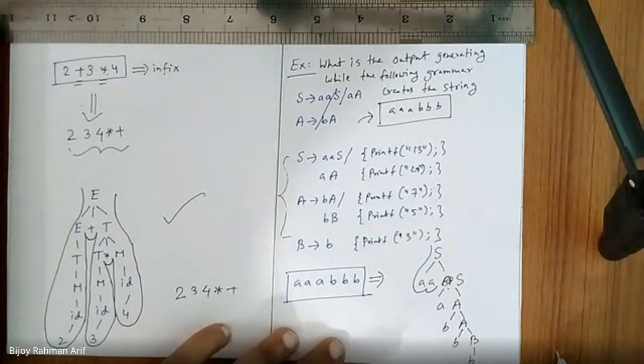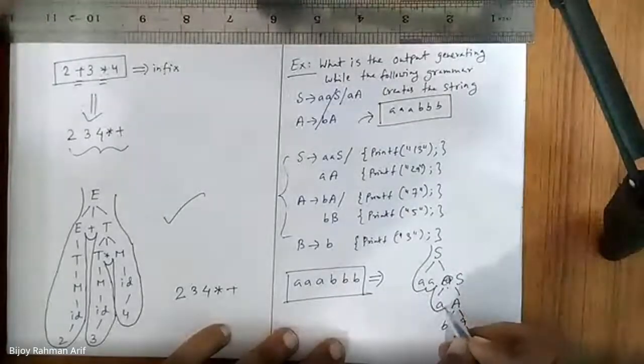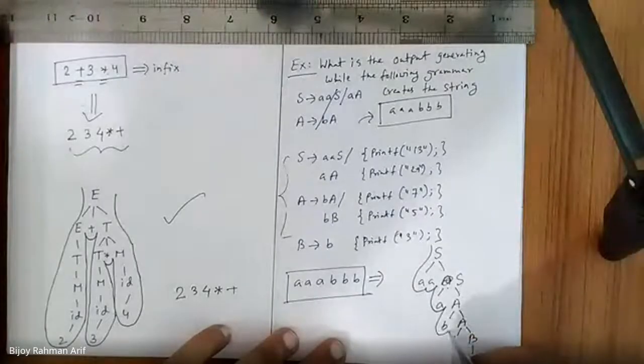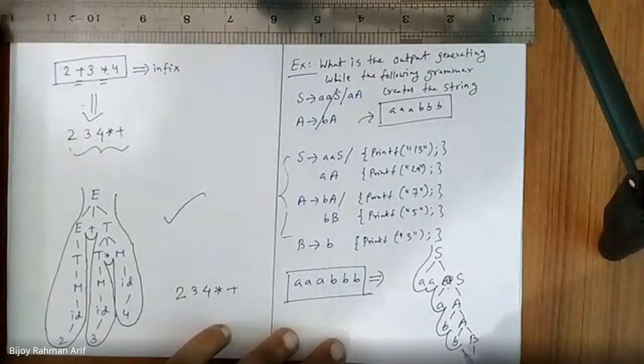Guys, is it a reduction or not? No, sir, because we did not yet get the S. So I get A. Is it a reduction? No, sir. I did not get the capital A. B. Is it a reduction? No, I did not get the capital B. Now this is a reduction because this small b reduced to B.